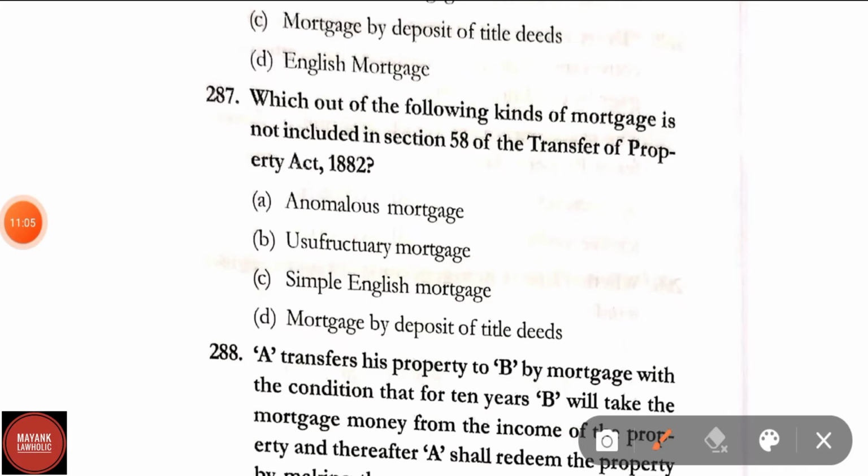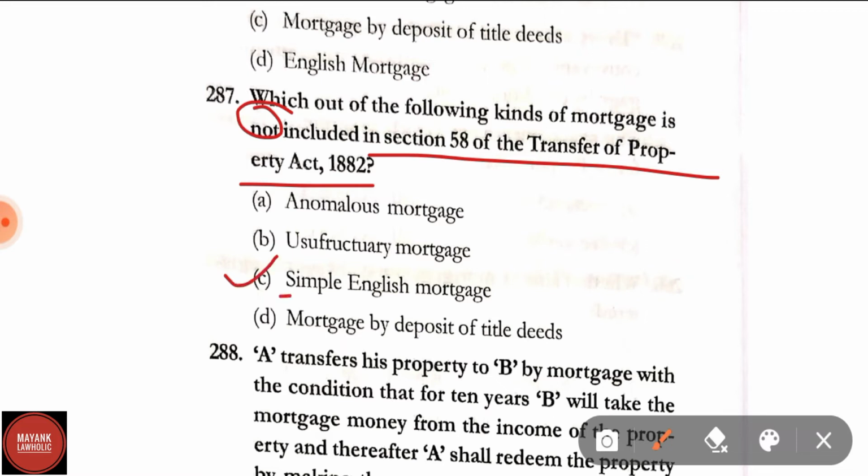Question number 287. Which out of the following kinds of mortgage is not included in section 58 of the TPA? Options are anomalous mortgage, usufructuary mortgage, simple English mortgage, mortgage by deposit of title deeds. Here it has been asked which of the following is not included. Simple English mortgage is not included, but in section 58, mortgage by conditional sale, usufructuary mortgage, English mortgage, mortgage by deposit of title deed and anomalous mortgage are included.